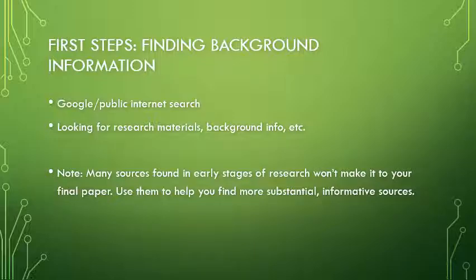So first steps, just wanting to find background information. So you could use Google or any other public internet search engine. And here we're just looking for basic research materials, background info. As I said, the idea is to get the lay of the land, get a sense of how broad the topic is. So at this stage, if all I know about the Dunning-Kruger effect is what I've detailed in the last couple slides, there's a lot that I need to discover.